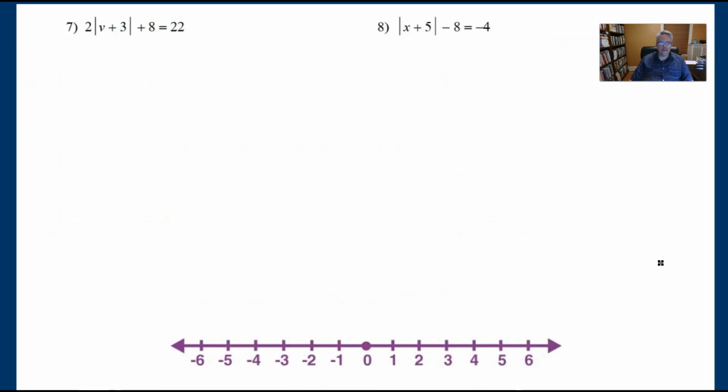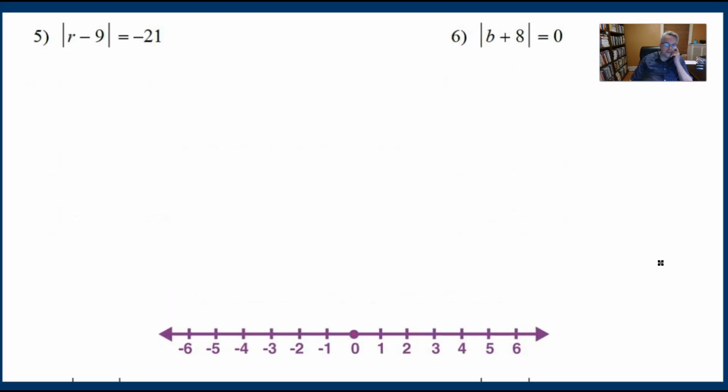This one is kind of a special case here. Gotta be on the lookout. This says the absolute value of r minus 9 is negative 21. You have to remember that absolute value can never be negative. Don't fall for this. It's easy to start solving this, but absolute value can't be negative, so there's no solution to this one. So don't fall for that. You gotta be on the alert. If you ever get absolute value equal to a negative number, that's nonsense.